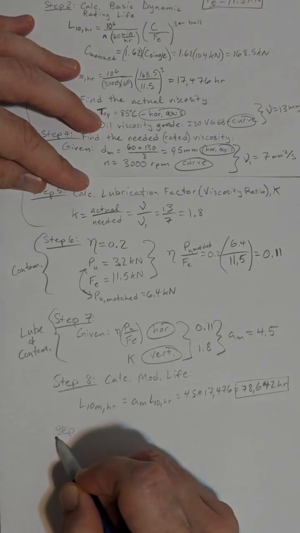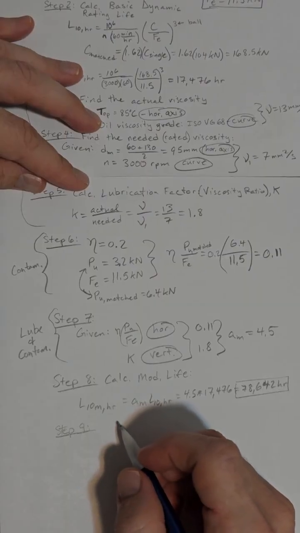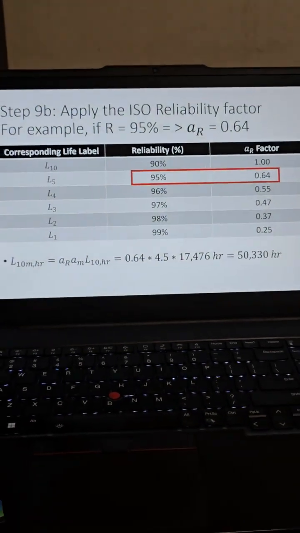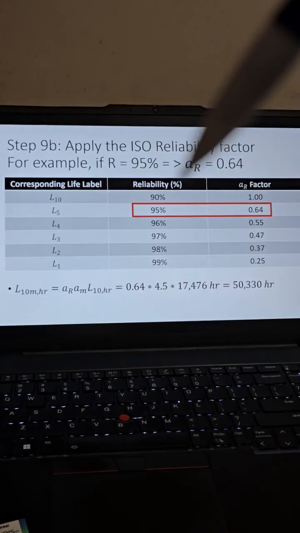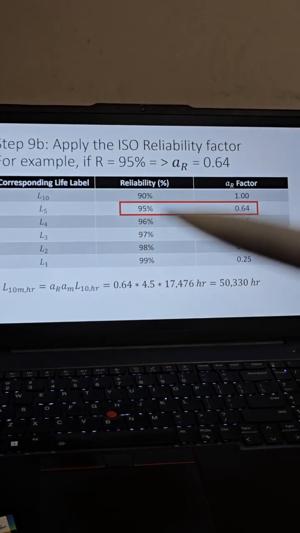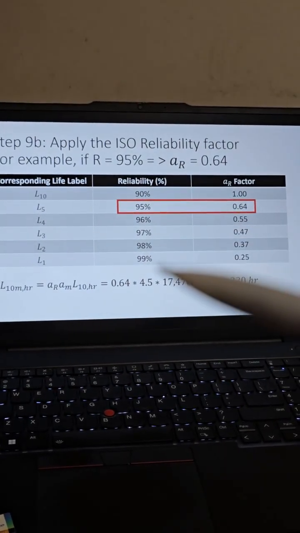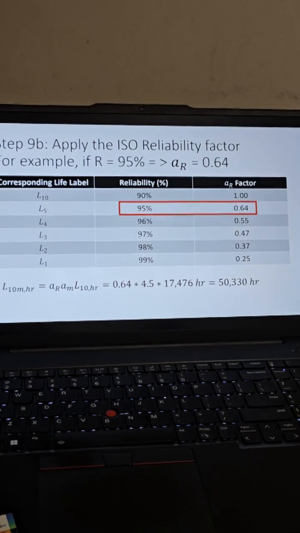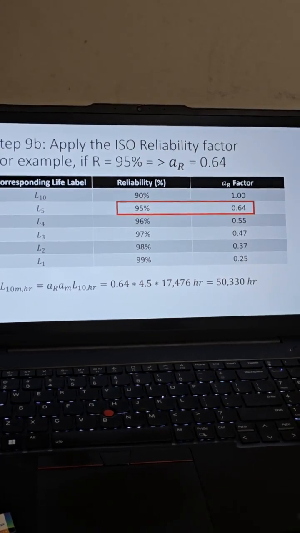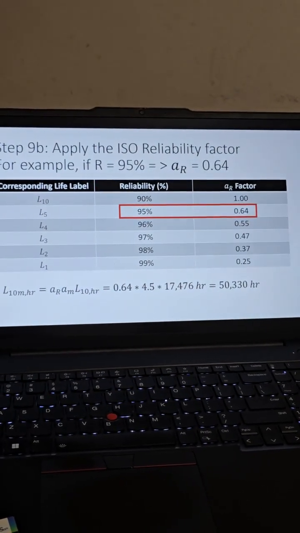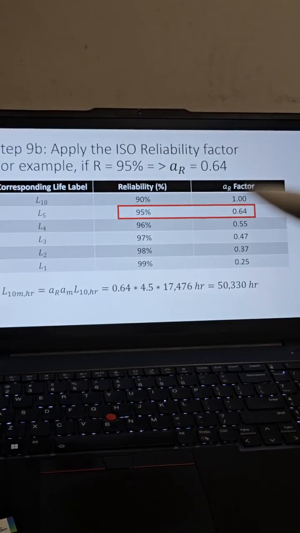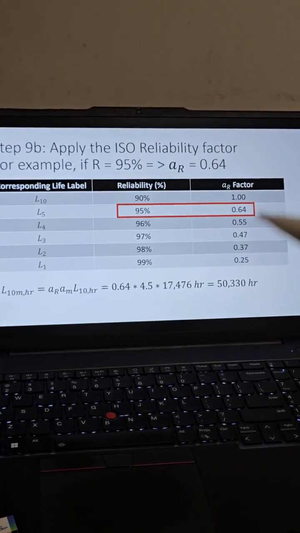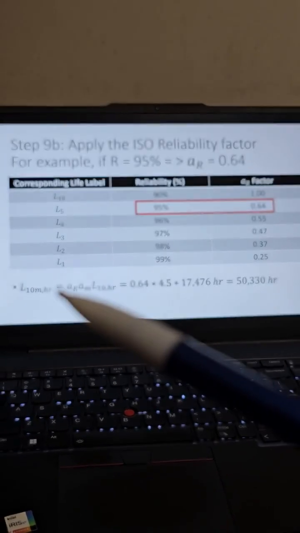So what if I want 95% reliability? I have to go to a chart for reliability factors, A sub R, for the different values of reliability: 90%, 95%, 99%. If it was something off of this chart, I would have to interpolate. But I picked something on this chart, 95%. So that's a reliability factor A sub R of 0.64. And I simply have to multiply that by the L10 hours to get that reliability in the equation.